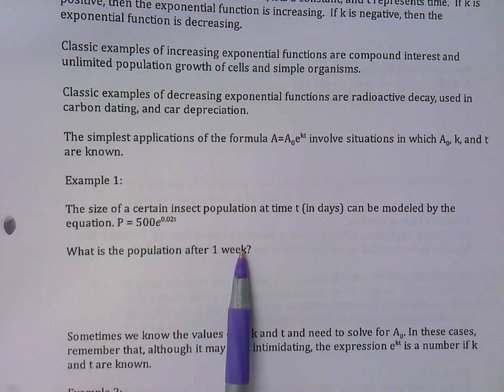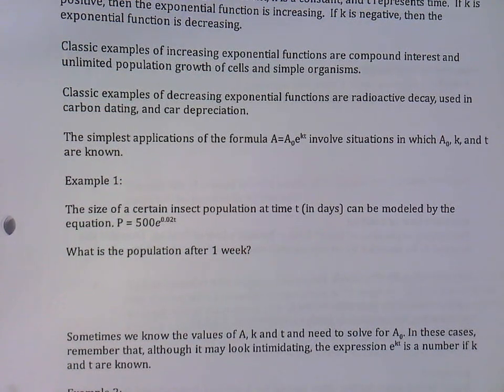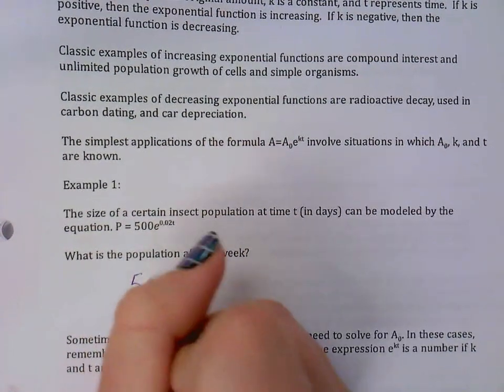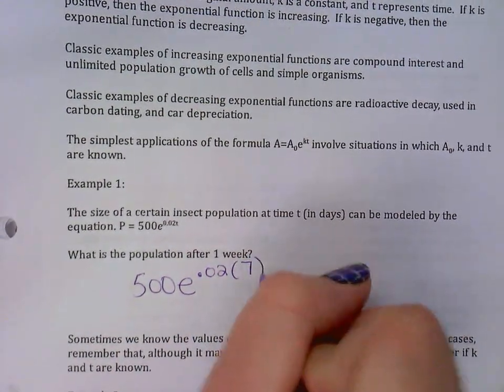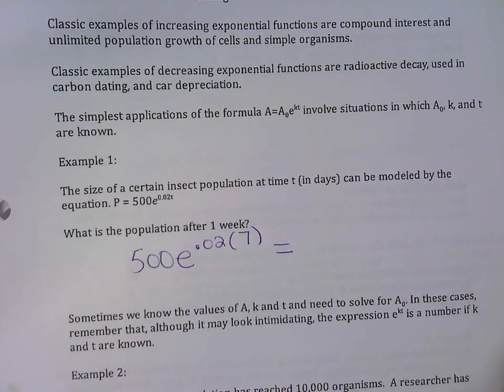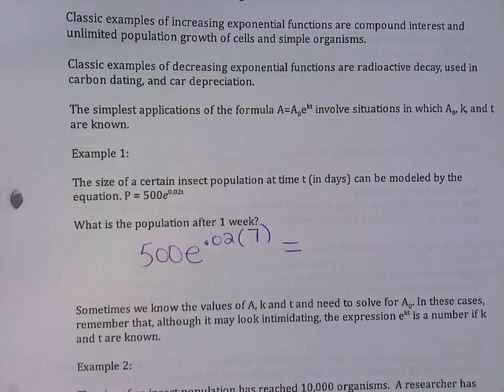So what are you going to plug in for time? If t is time in days, you're going to plug in 7. So you're going to calculate on your calculator 500 e to the 0.02 times 7, and that will tell you your new insect population after 1 week. So we're using a complicated formula, but it's a relatively easy process because you're just plugging in the number of days. Round to the nearest insect.